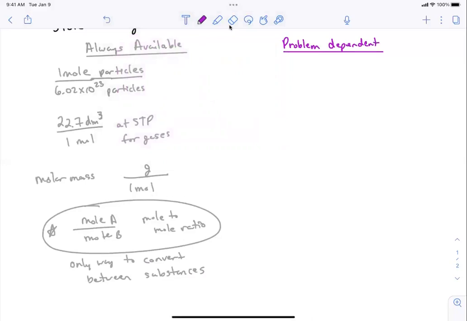Okay. The ones that are problem dependent, depending on the problem that you're doing, you may be given certain units and things like that. You may be given molarity, which is moles per 1 decimeter cubed. So if I give you a molarity, that implies that that is the number of moles. So if I say X molarity, that's the number of moles over 1 decimeter cubed. So if I say 5 molarity, that means there's 5 moles of that substance per 1 decimeter cubed of solution.